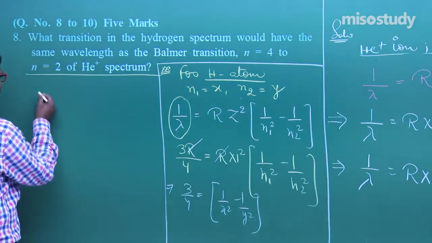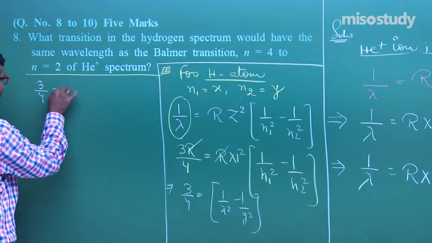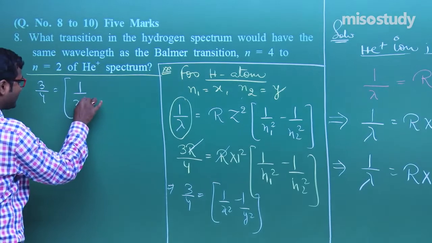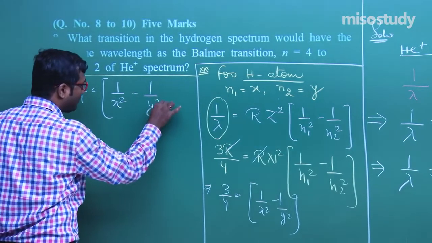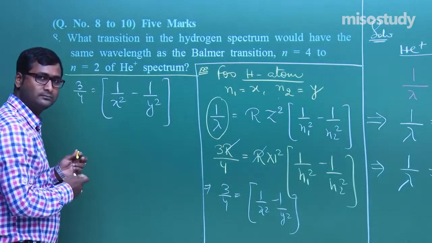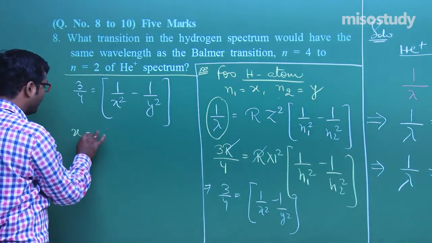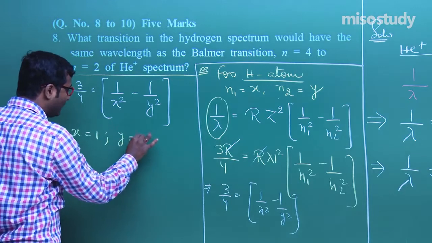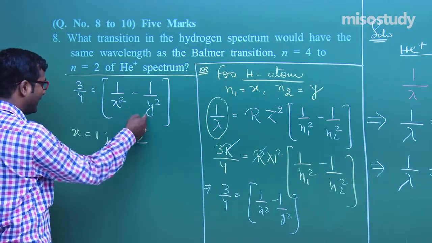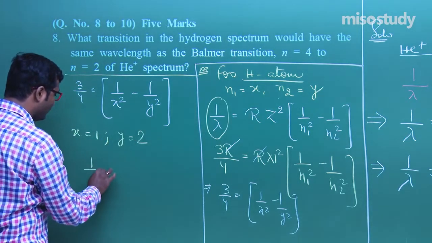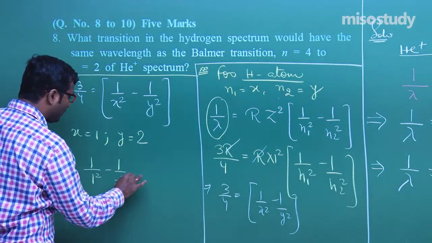Look at 3 by 4 is equal to what I am telling here: 1 upon X square minus 1 upon Y square. Clear? Now hit and trial method. Put the value of X is equal to 1 and value of Y is equal to 2. Then what will happen? Check it out. 1 upon 1 square minus 1 upon 2 square.